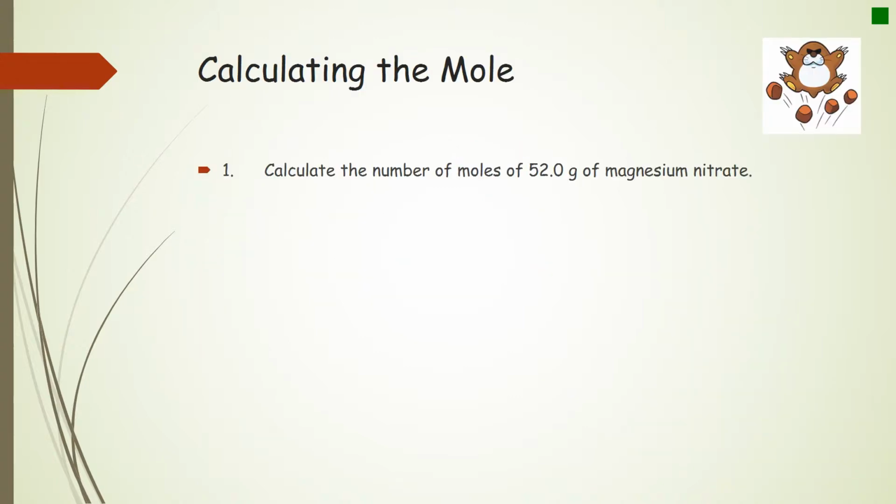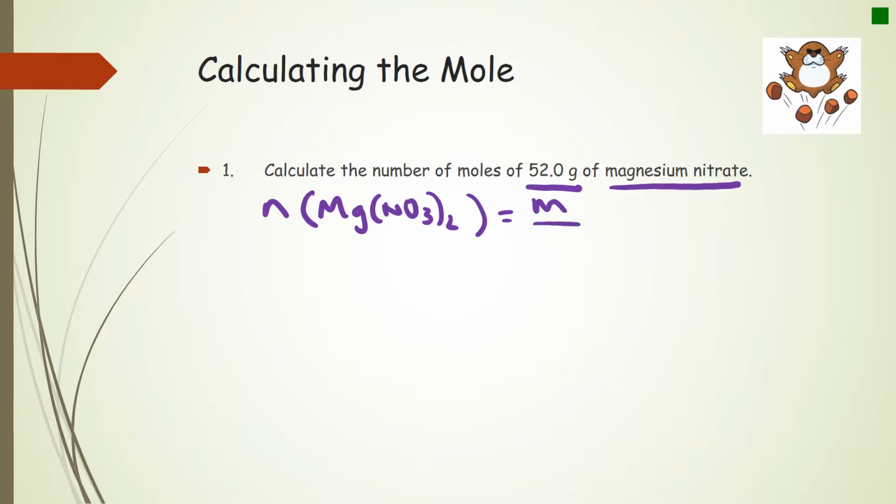Now let's try some examples. It says calculate the number of moles of 52 grams of magnesium nitrate. Now, it's really important here that you get the correct formula, because if you get the incorrect formula, everything from now on will be wrong. So the first step is to tell your marker what you're doing. You really want your marker to be your friend. So you go, the number of moles of magnesium nitrate is equal to a mass over a formula mass.